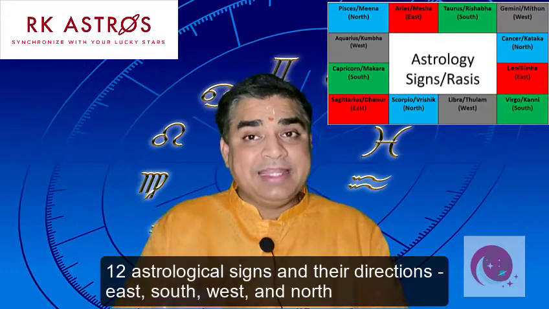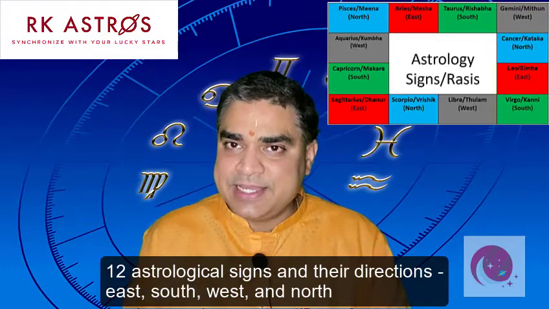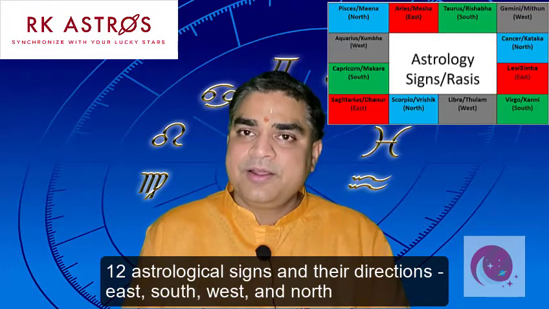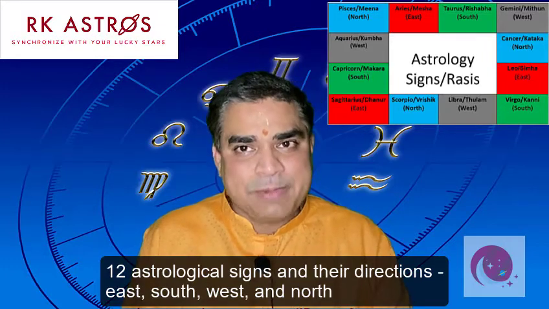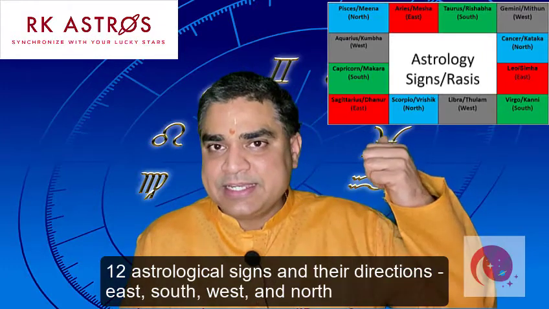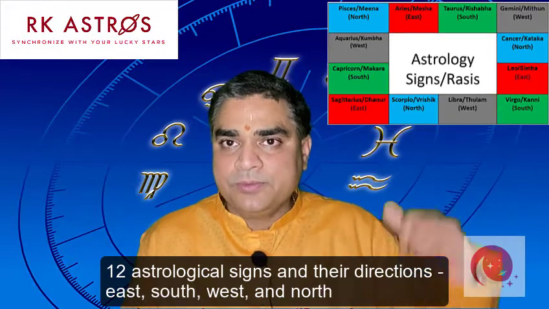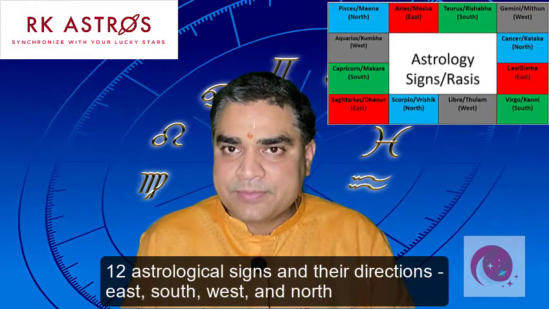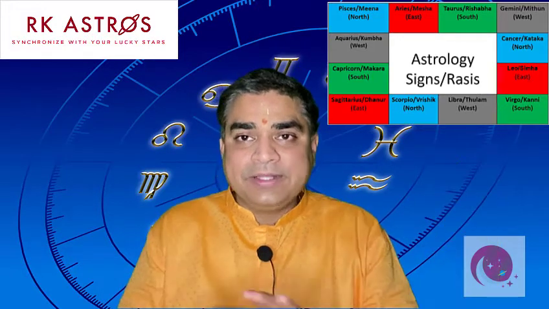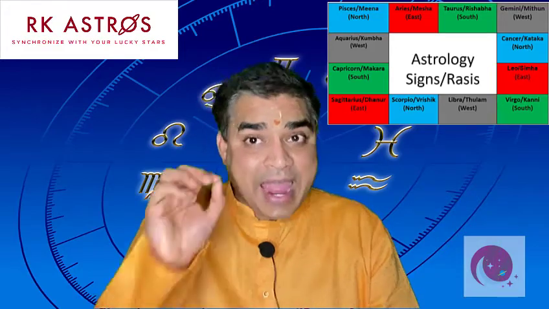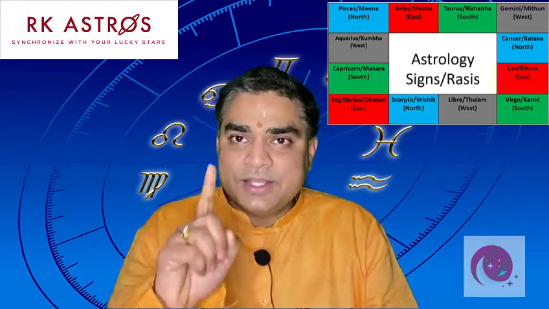Okay? And the last trio that we have got to see here is the watery signs. What makes up the watery signs? Cancer, Scorpio, and Pisces. All these 3 signs make the watery signs, and they all indicate the northern direction.